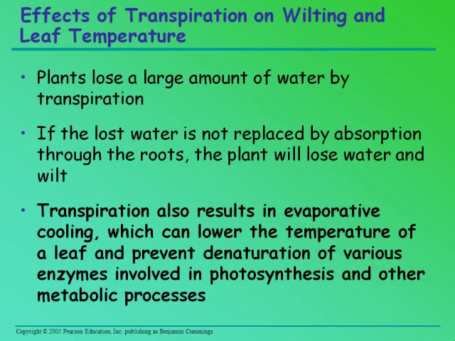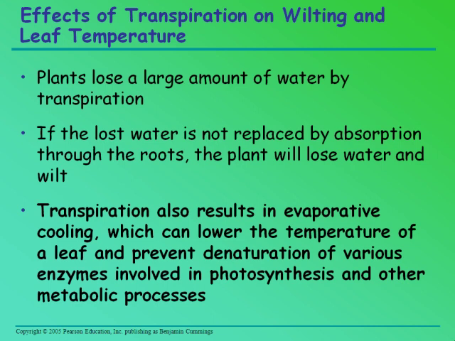So plants lose a large amount of water by transpiration. If this water that is lost is not replaced, the plant will wilt. Transpiration also results in evaporative cooling when it's really hot. It can lower the temperature of the leaf and prevent denaturation of various enzymes involved in photosynthesis.